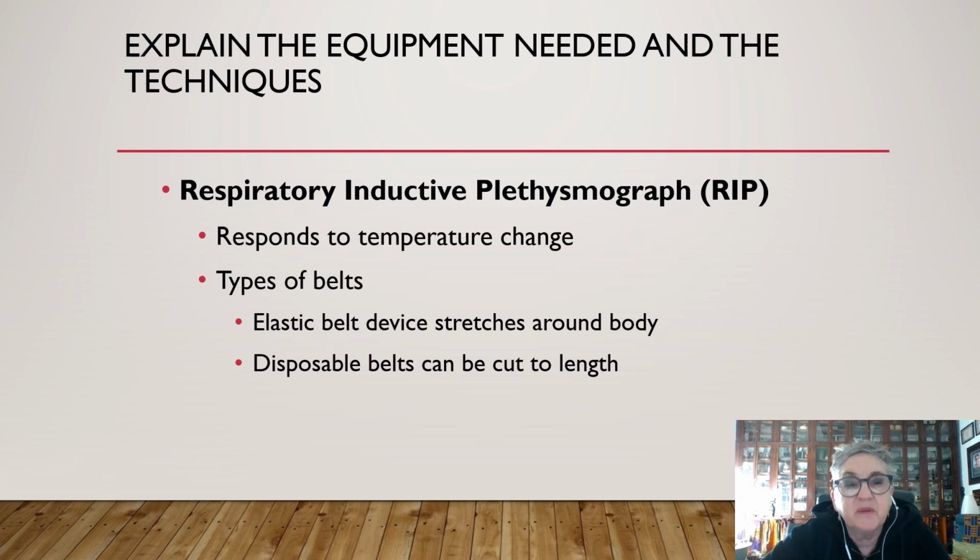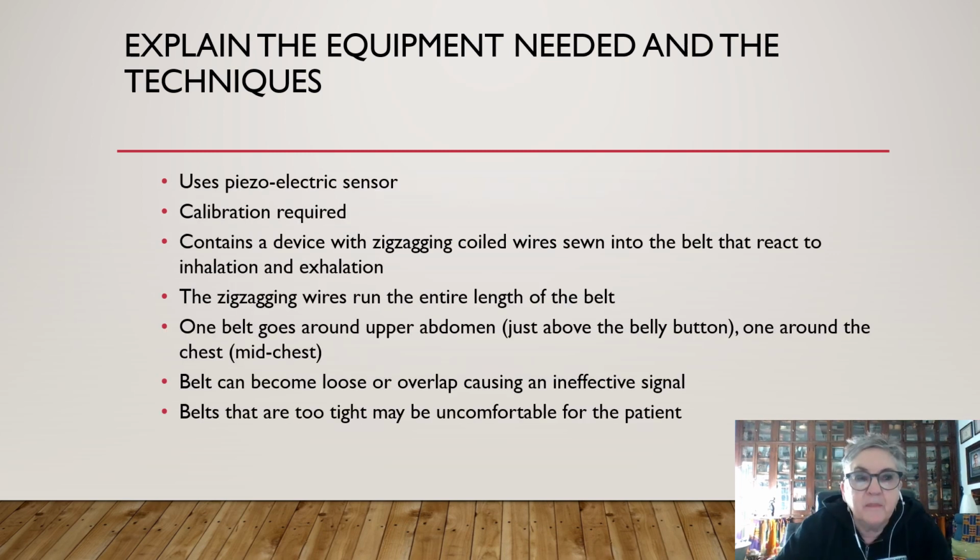Respiratory inductive plethysmograph, or RIP, is considered the gold standard for use in sleep testing. There are types of belts that are put around. The elastic belt stretches around the body, and the disposable belts can be cut to the length needed to fit around the circumference of the patient. The RIP uses a piezoelectric sensor. Calibration is required before the beginning of the test and at the end of the test.